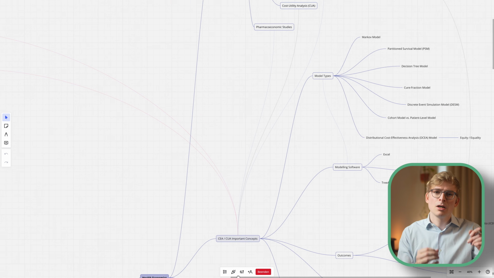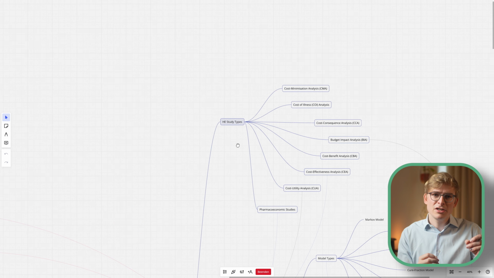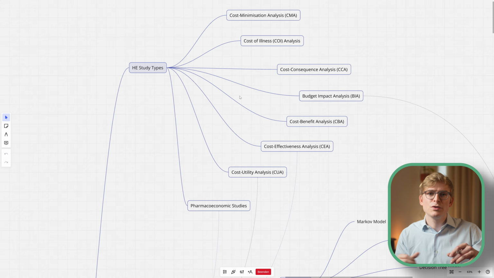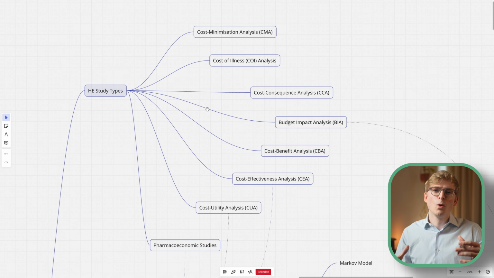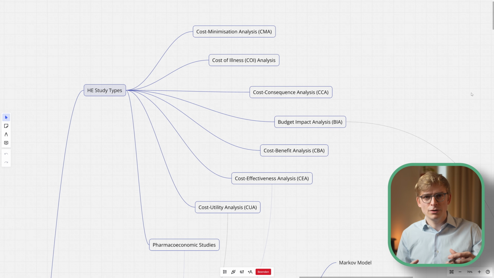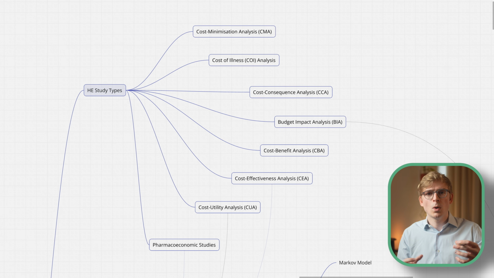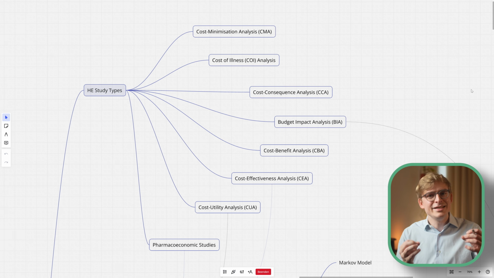As you can see, common study types include cost minimization studies, cost of illness studies, and cost consequence analysis. All these studies focus on capturing costs, with CMAs being used in cases where two interventions have equivalent effectiveness or outcomes, and the only goal is to determine the least costly option.